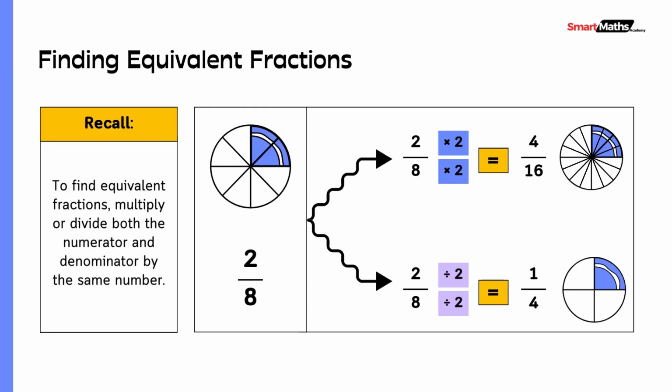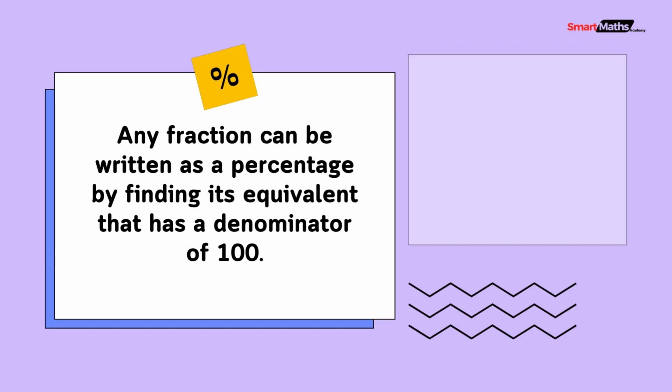If you look at the parts of the circle that are shaded here, 4 out of 16 is shaded. The circle is divided into 16 and 4 is shaded. And when it is divided into 4, 1 is shaded. So the portion that is shaded in both circles is the same. That means that 4 over 16 is equivalent to 1 over 4. I hope this is very clear. All right, let's move to the next one.